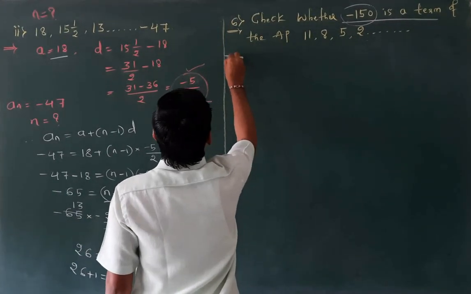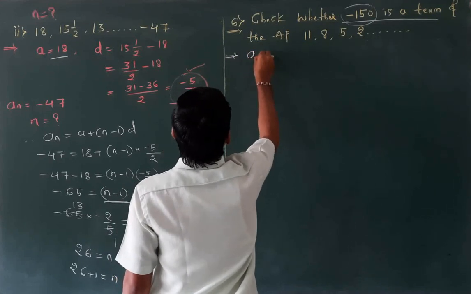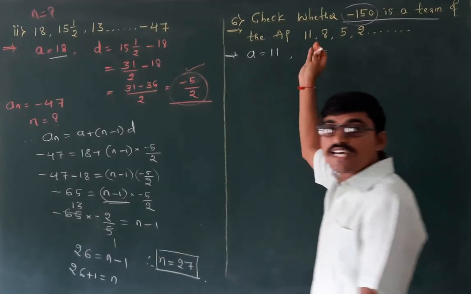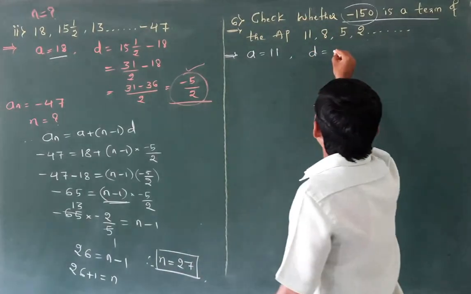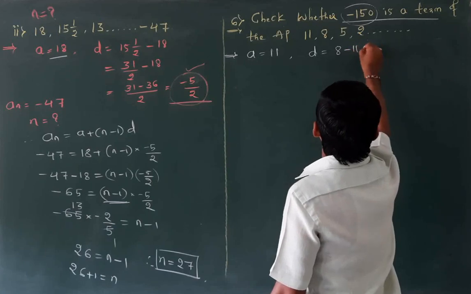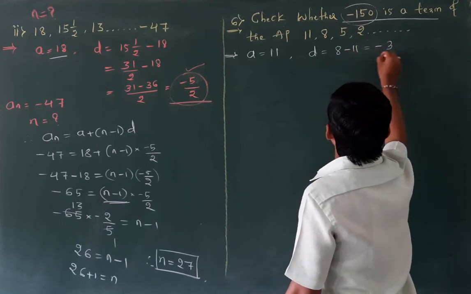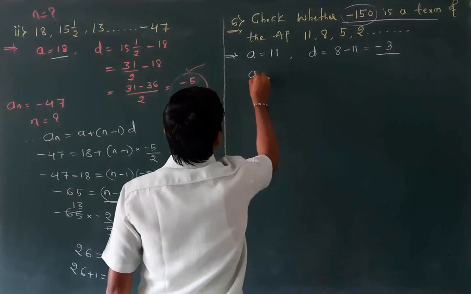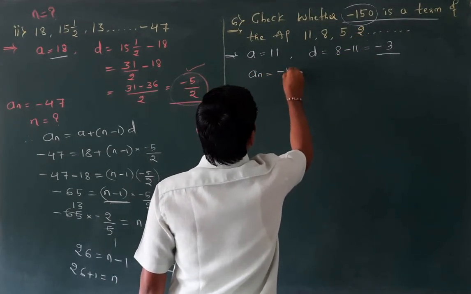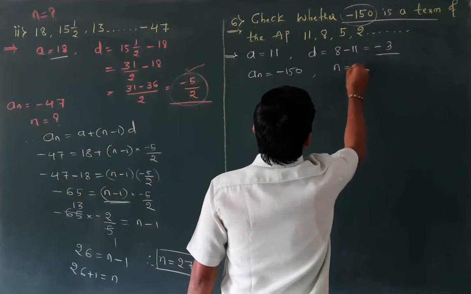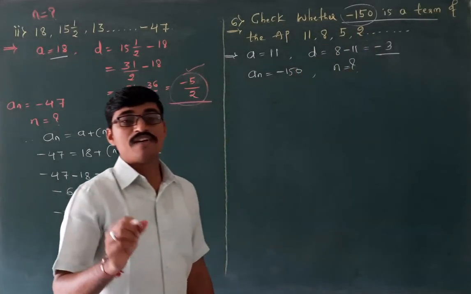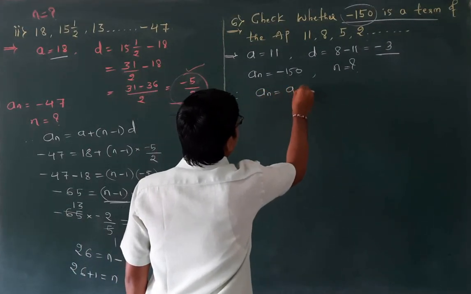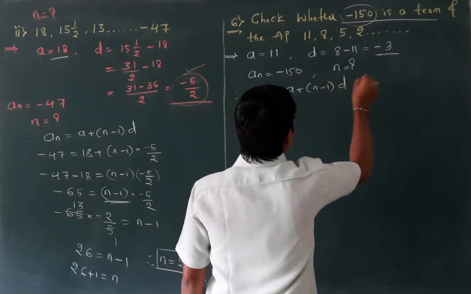What are given here? a is equal to 11. Then the common difference d is equal to second term minus first term, so 8 minus 11 is equal to minus 3. It is minus 3, the value of d. And the nth term is given, that is nth term is equal to minus 150. So what is asked? n is question mark. The n value is asked.